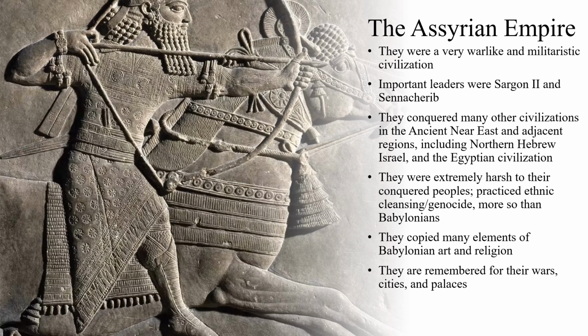The Assyrians, as mentioned before, were extremely harsh to conquered peoples. They practiced things that we might call ethnic cleansing, even genocide today, far more so than the Babylonians, who really wanted to make conquered peoples assimilate and become Babylonian. The Assyrians copied many elements of Babylonian art and religion, making them more warlike. The Assyrians are best remembered for their wars and their cities and palaces that they built using the spoils of the peoples they conquered.